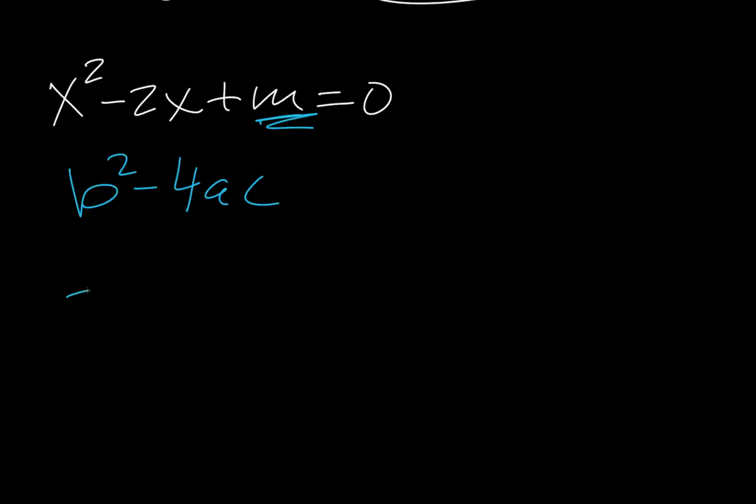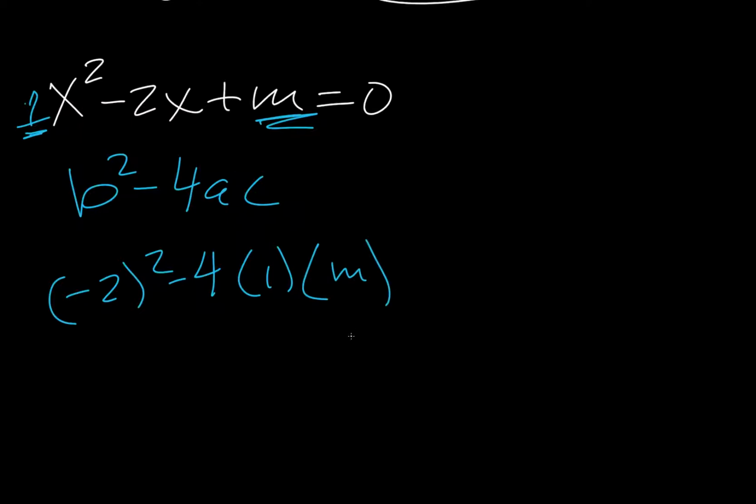So our b is negative 2. Our a is 1, because there's an implied 1 right here. And then we multiply that by c, which in this case is m. So we'll still simplify this. Negative 2 squared is 4. Negative 4 times 1 times m is negative 4m. Alright, so we're going to look at all three cases. So remember, the three cases are negative, positive, 0. So we are going to set it equal to all three of those cases.